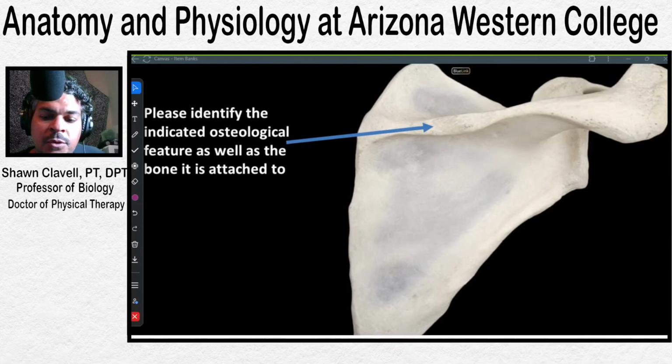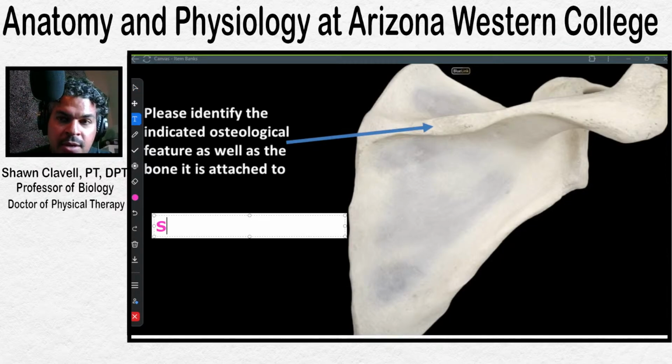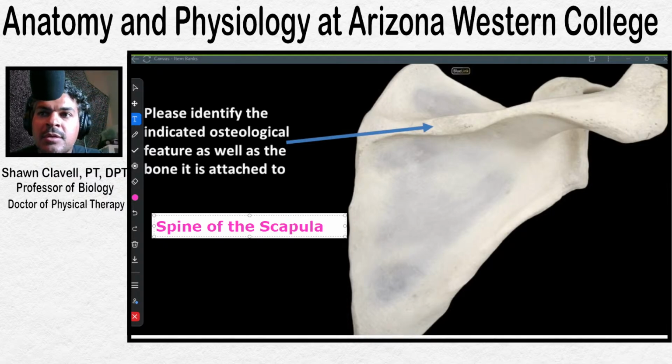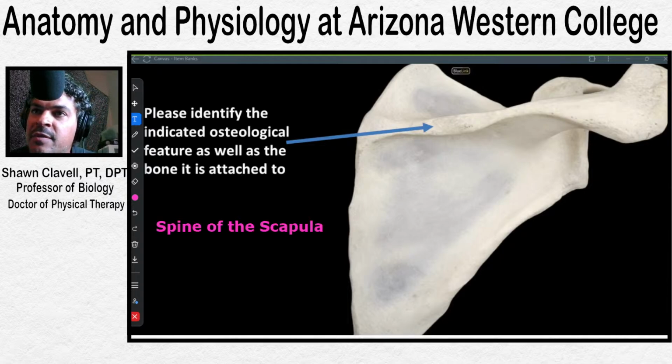So for full credit here, the correct answer would be, and it kind of comes in the name, right? It's the spine of the scapula. So that is the name of the feature. That's all you put in for full credit, right? Spine of the scapula.